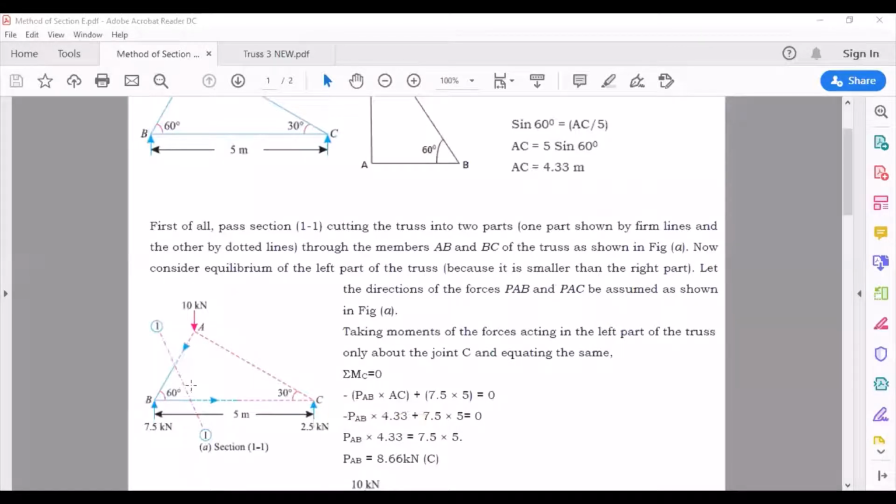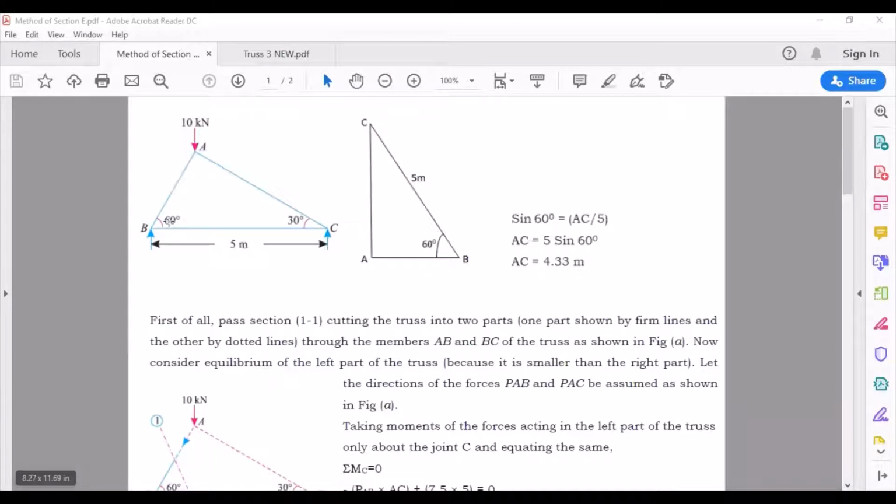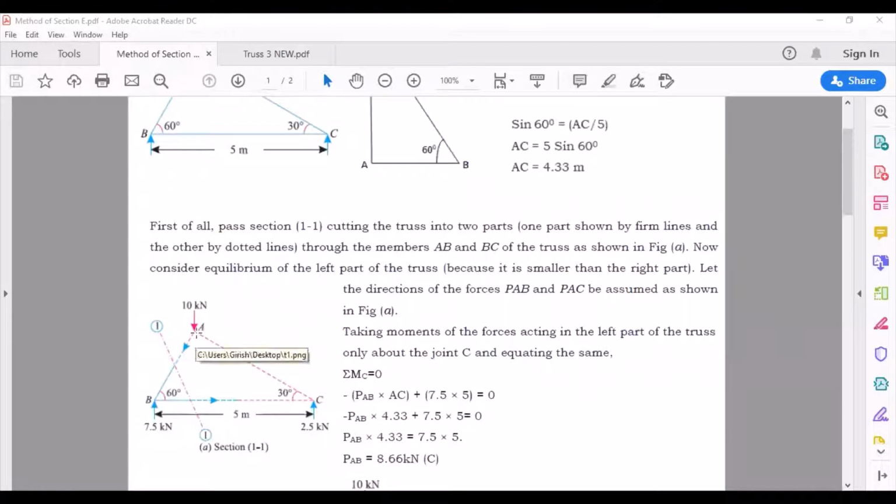One more thing you need to keep in mind is, whenever you're cutting a section, you should make sure that the section does not cut more than three members. So maximum it has to cut only three members, not more than three members. So in this truss, I want to calculate member force AB, BC, and AC also, but by method of sections.